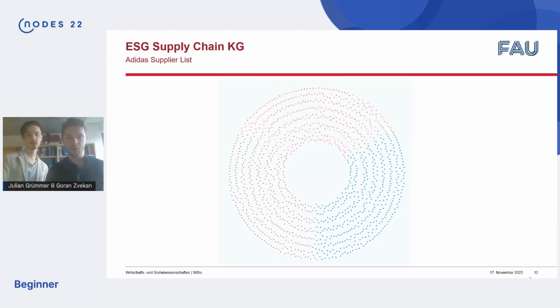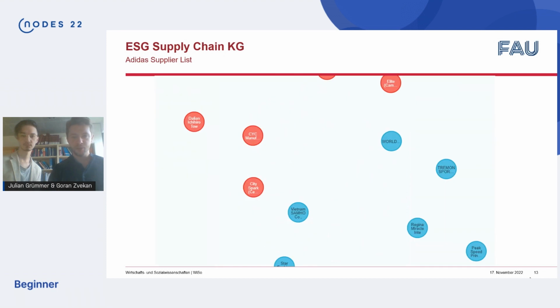Okay, now we get our hands dirty. You can see we have the Adidas supplier list. We put everything into Neo4j. You can see three different colors. Those are the three different kinds of suppliers Adidas publishes. And if we look at the next slide, you can see this is pretty much unstructured. You can see a lot of companies, regions, countries, whatever you can find. And we want to make that structured.